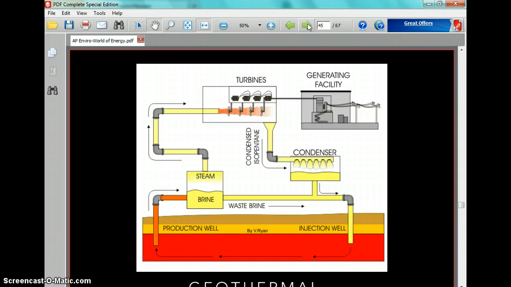This is a geothermal energy plant. You can see the rod is in the earth collecting the heat, and then it brings up the steam, which then turns the turbine and generates electricity.